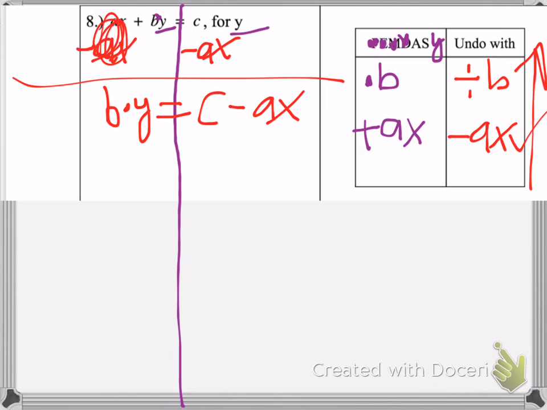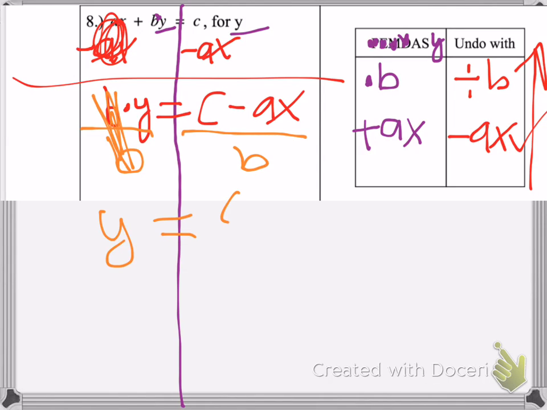Now we're going to go to our divide by b. If I divide this side by b, I have to divide the entire left or right side by b as well. You're not dividing c by b, you're not dividing ax by b, you're dividing all of it by b, and that's how we write it. So these cancel. We have y equals c minus ax, all divided by b.